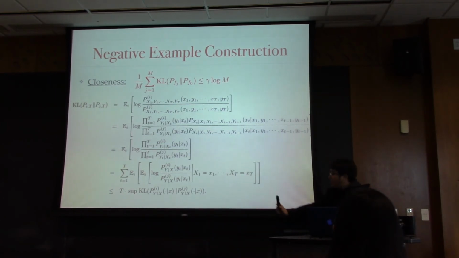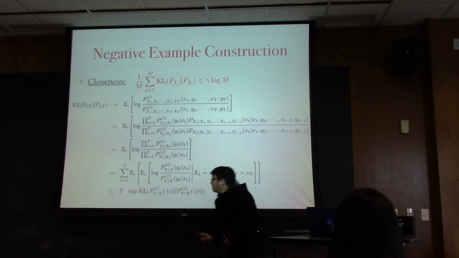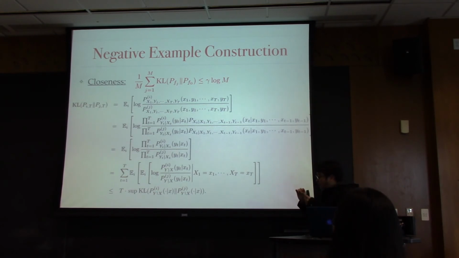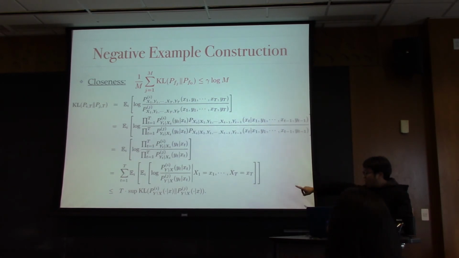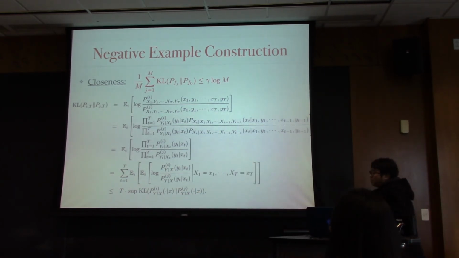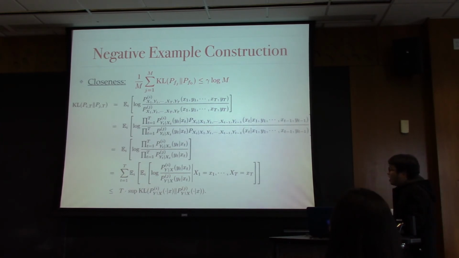And this supremum is what makes the active learning bound different from the passive learning bound. Because in the passive setting, this supremum is replaced by an integration, and that integration has a polynomial term that is lower than this supremum term. So it is precisely this supremum term that makes active learning more powerful compared to passive learning.